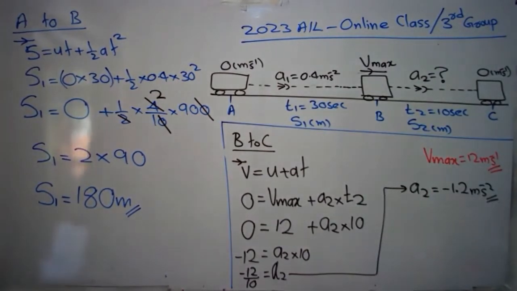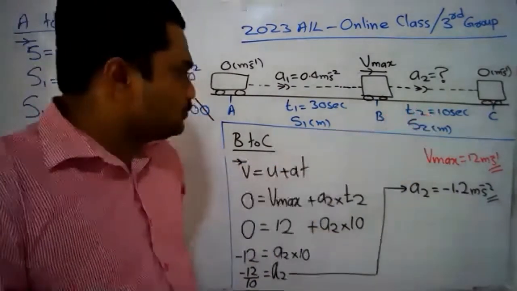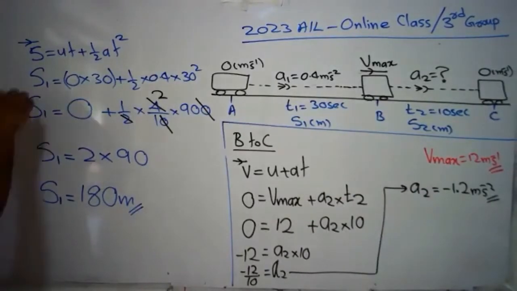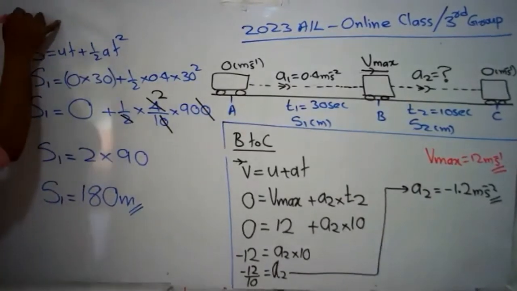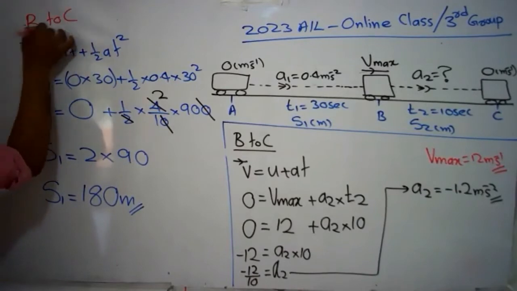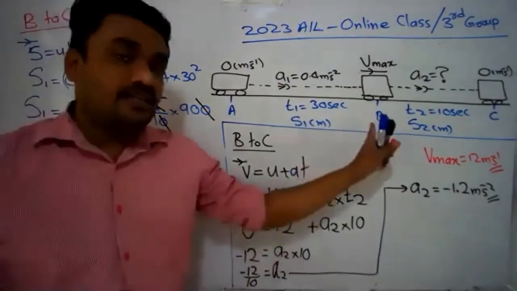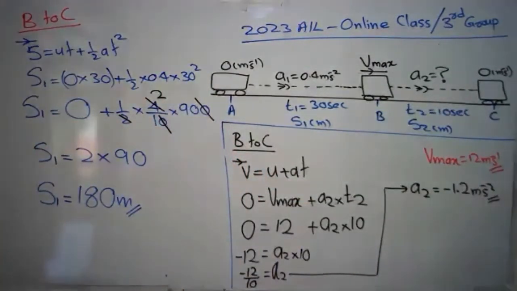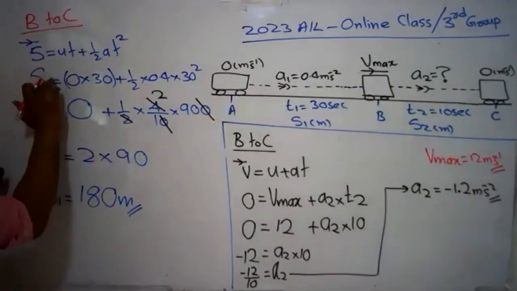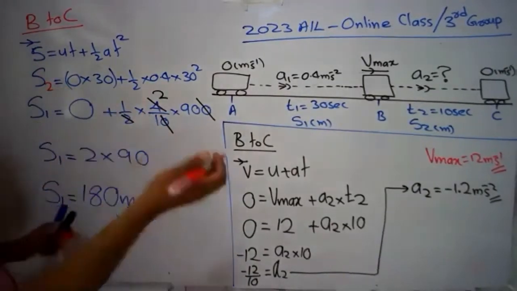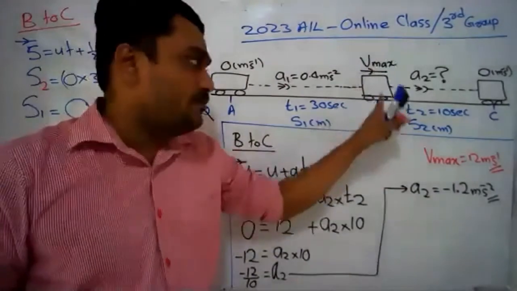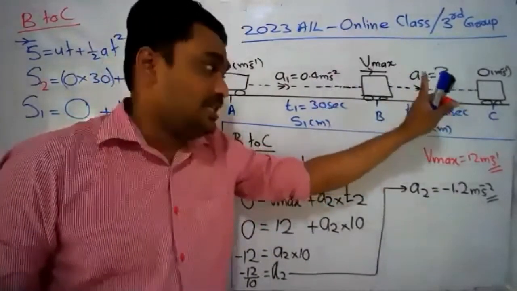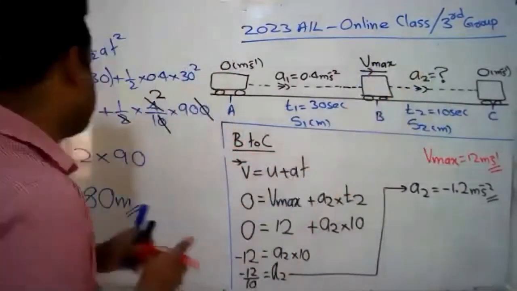Right, so the next thing that we want to obtain is S2. To obtain S2, I'll apply the same equation, S equals ut plus half at squared, now to the B to C section. If you consider the BC section, B to C displacement is S2. That's what we are going to find. In the BC section, the initial velocity is the velocity at the point B, that is Vmax.